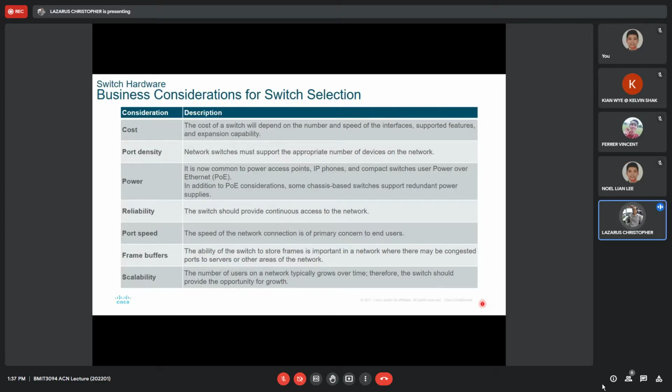Because you don't buy exactly the number of ports needed, just in case you might need one or two ports extra very quickly, and then there are no more. So it depends on you how many free ports you want to have, just as flexibility. Power: whether you want to provide no PoE or with PoE. Then reliability.